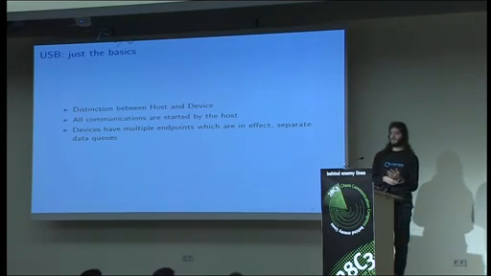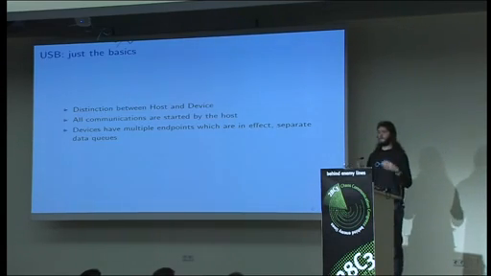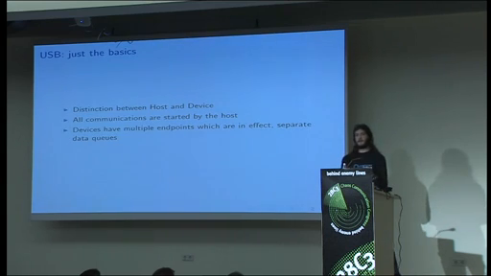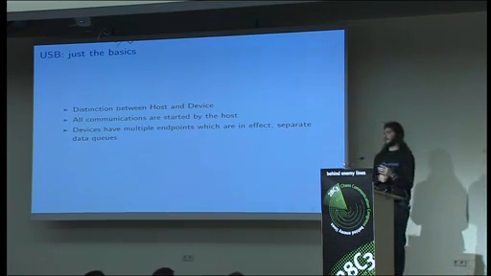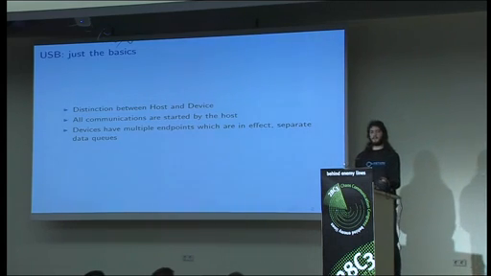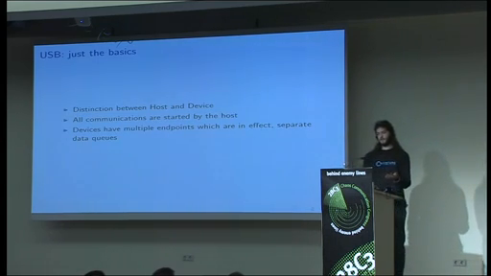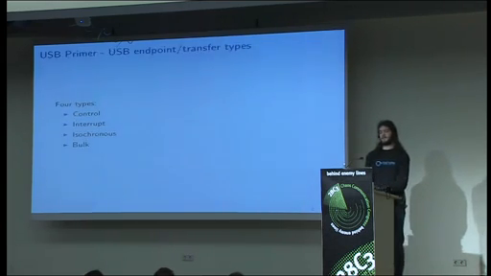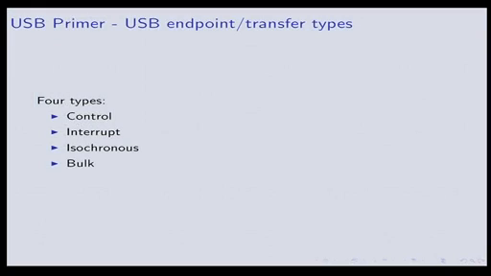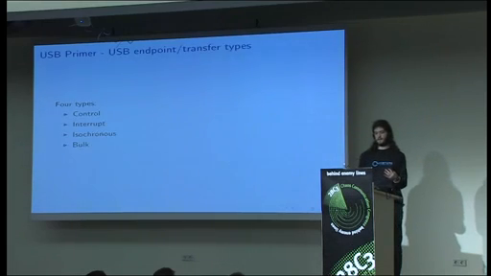Each device may have multiple configurations, and each device may have multiple endpoints, which are separate data streams. They're usually unidirectional, and they are important to the point that I'm going to talk about them briefly. So you have control transfers, you have interrupt transfers, you have isochronous transfers, and you have bulk transfers. And they're used in different situations.